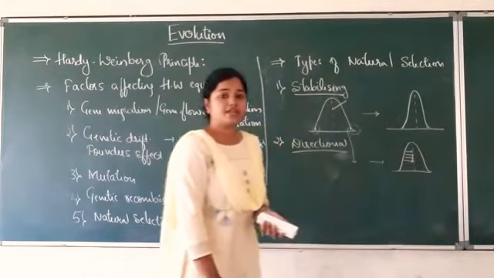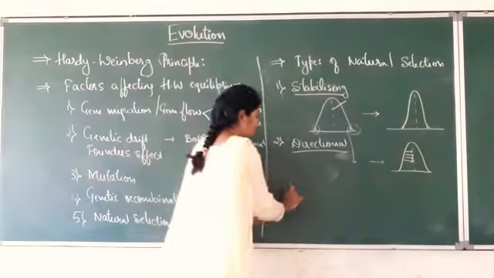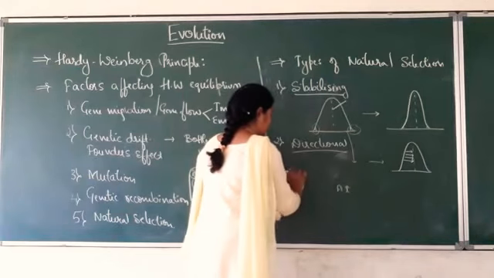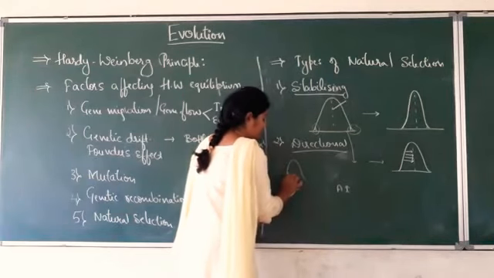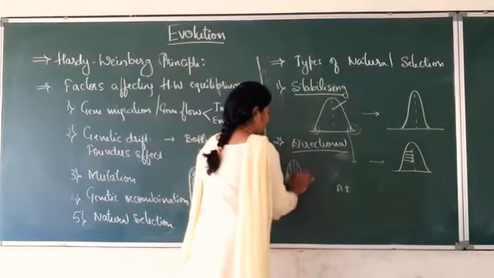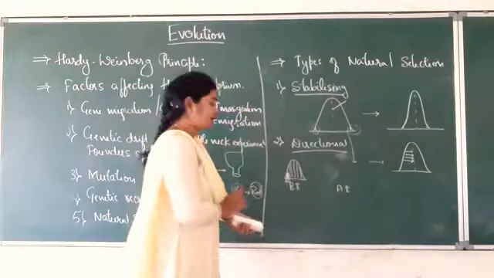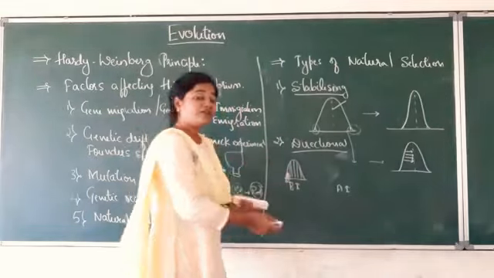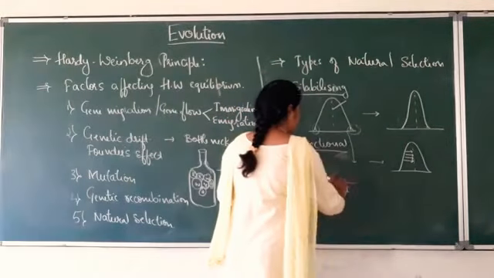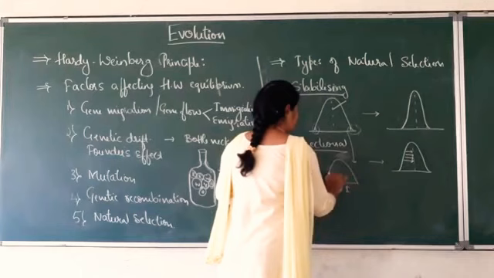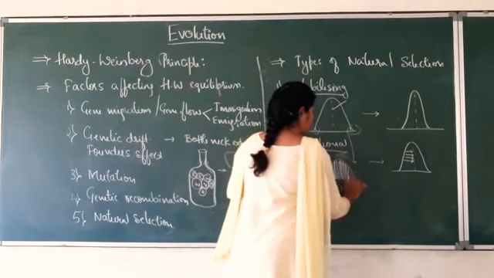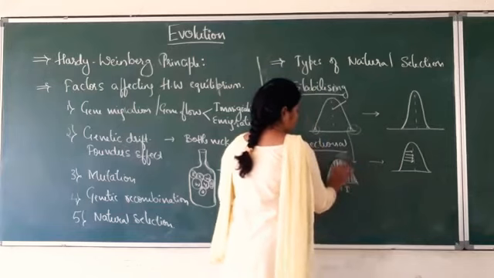Right? Suppose we take an example of industrial melanism. That is before industrialization and after industrialization. Before industrialization in the graph, the black moths will be less in number and the white moths will be more in number, right? This is how the graph is going to represent the black moths and the white moths. But after industrialization, there is an increase in the number of black moths and very few white moths. So this is a black moth.